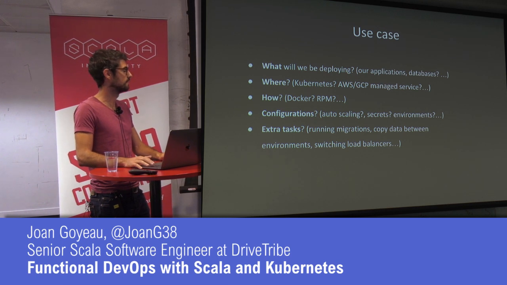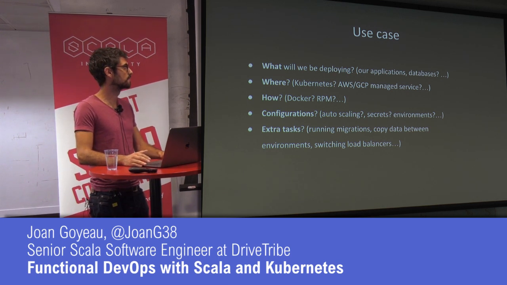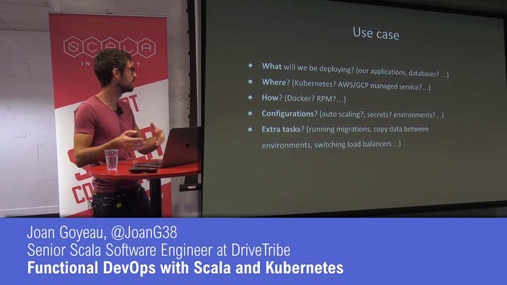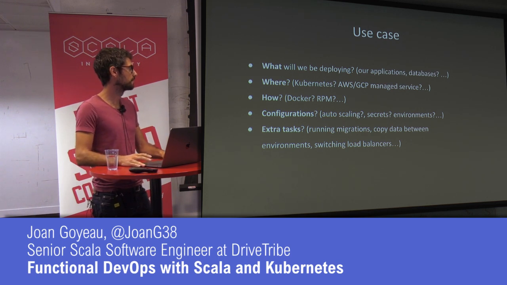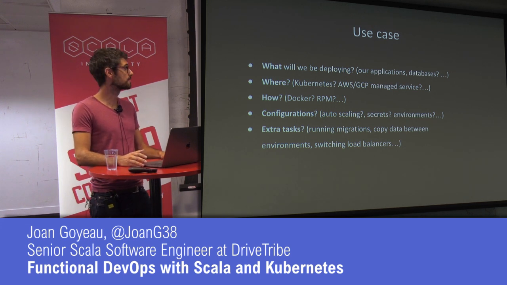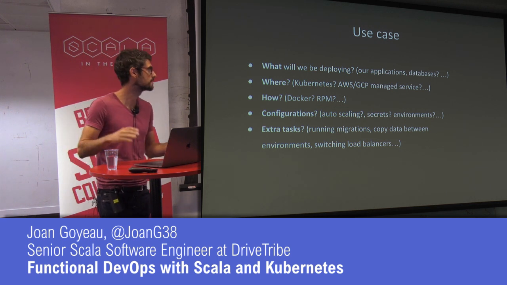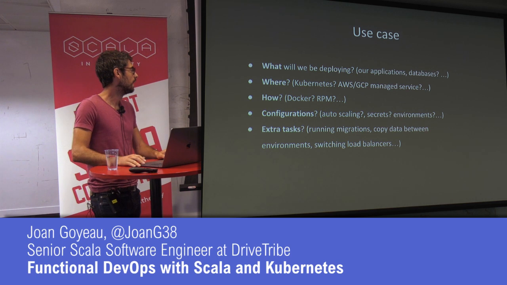Where I'm going to deploy it: is it going to be on-premise, on a Kubernetes cluster, or is it going to be a managed service, for example for the database? How I'm going to deploy it: if it's on Kubernetes, probably it's going to be Docker containers. If it's on-premise, like RPM and so on. We're probably going to have configuration, auto-scaling, maybe credentials for accessing the database. We probably want multiple environments for testing and production and so on.